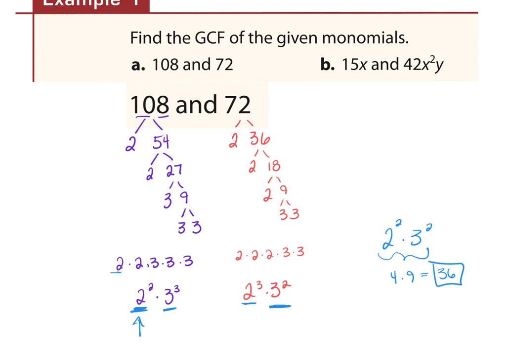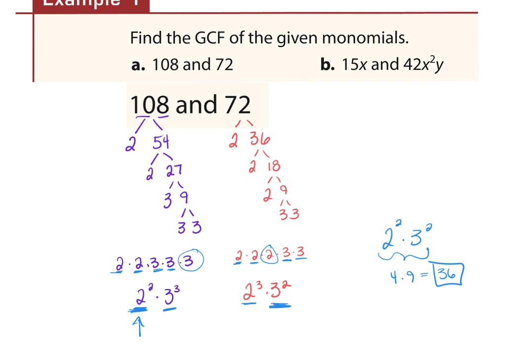They have 2 in common, 2 in common, 3 in common, 3 in common, right? But they don't have this extra of each in common. And that's how we're going to come up with that. You're going to use the lowest exponent of your common terms, all right? The lowest exponent of your common terms. And then multiply those together, 36. Let's look at the next one.